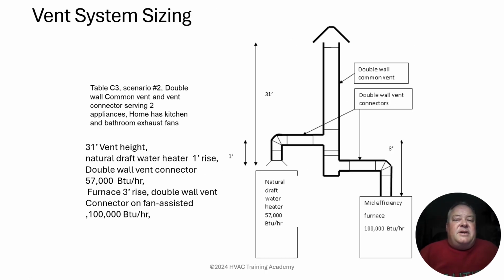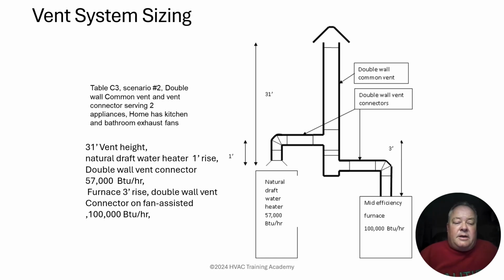So here we have listed everything that we've kind of talked about so far. Double wall vent connector, common vents and vent connectors serving 2 appliances. We said the house has a kitchen and bathroom exhaust fans, which put us in DP. So we've got the 31-foot vent height, the natural draft water heater, the 1-foot rise, the double wall vent connector at 57,000 BTUs per hour. So that was the 5-inch vent connector size for the water heater.